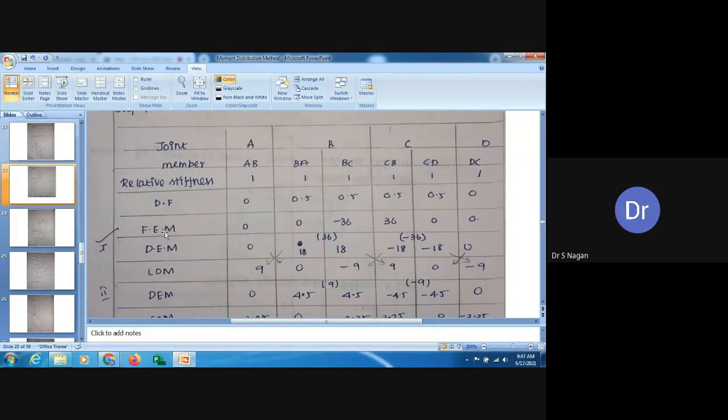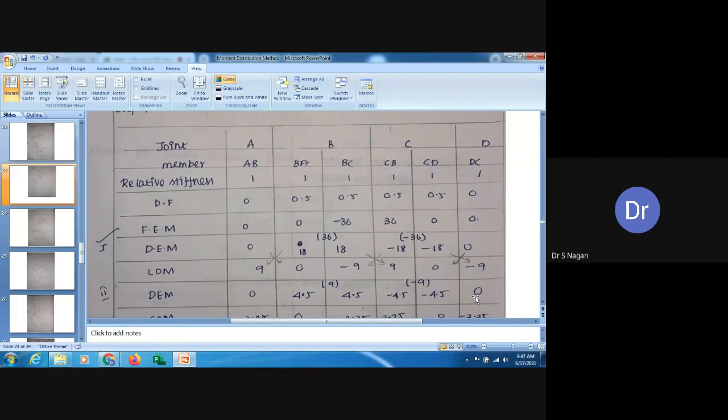So we should write the expansion of these terms. DF, distribution factor; FEM, fixed end moment; DEM, distributed end moment. When you write distributed end moment, within bracket, please write joint. That means for distributed end moment, we need to consider only joints. Then COM, carryover moment, within bracket, write members, since members need to be considered. If you write like this, the students will not commit any mistake at all. So the second iteration is over.